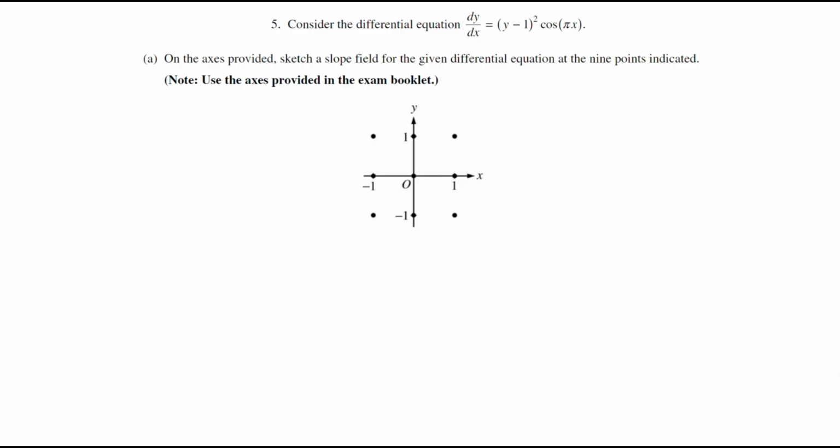All right, this is question number 5 from the 2006 Form B AP Calculus AB exam. It's a differential equation FRQ where they've given us a separable differential equation, dy/dx is equal to (y minus 1) squared times the cosine of pi x. And then they ask us to, first off, sketch a slope field here.